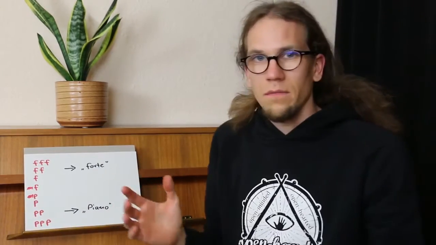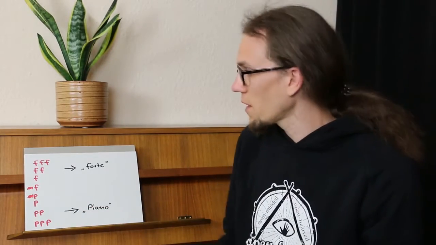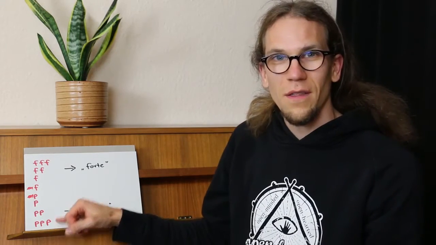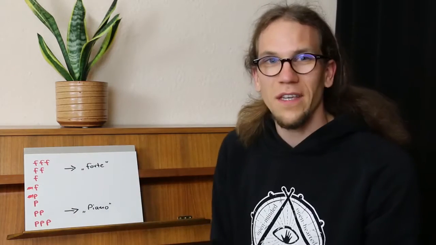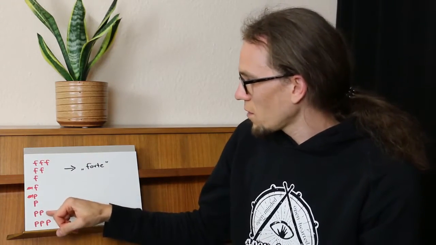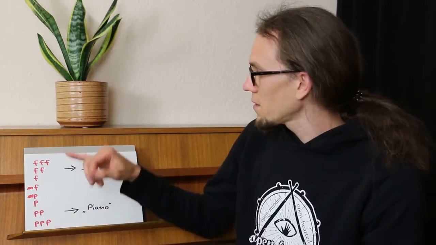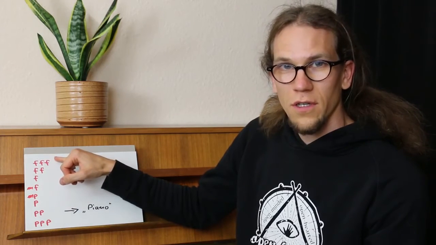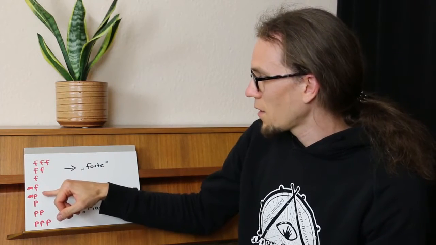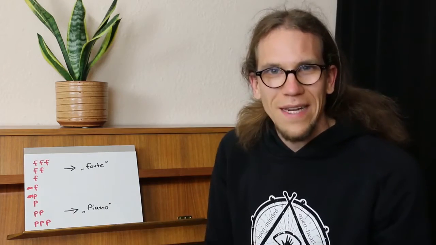And there are usually 2 indications. The P for piano means soft, and the F for forte means loud. And the more P's you see, the softer you play, the more F's you see, the louder you play. So P means piano, double P, pianissimo, and 3 P's, pianissimo possibile. Same with forte, fortissimo, fortissimo possibile, as loud as you can. And in the middle we have mezzo piano and mezzo forte, meaning middle soft or middle loud.